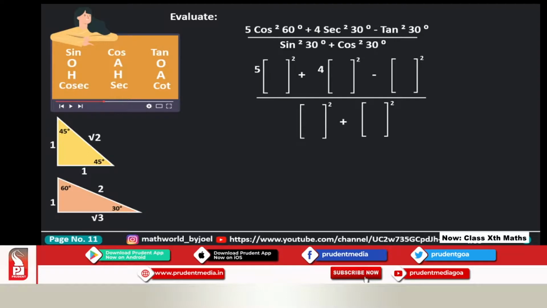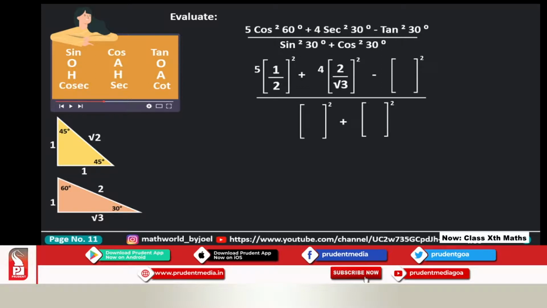Okay. Now we are looking at cos 60. So look at the angle where 60 is there, and cos is nothing but adjacent upon hypotenuse. So adjacent is 1 and hypotenuse is 2. So it will become 1 upon 2. Same way, sec 30. Now sec 30, I will look at where angle 30 is. Sec is nothing but hypotenuse upon adjacent. So hypotenuse is 2 and adjacent is root 3. So this would become 2 upon root 3.